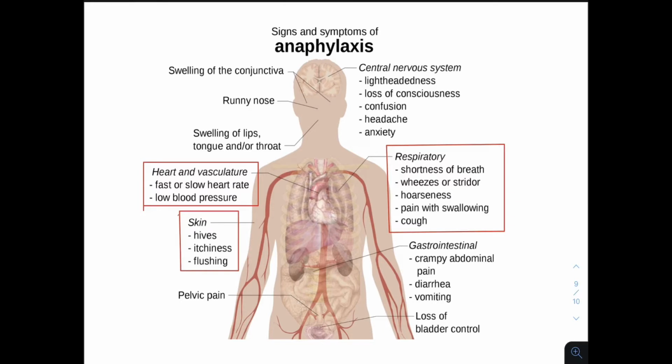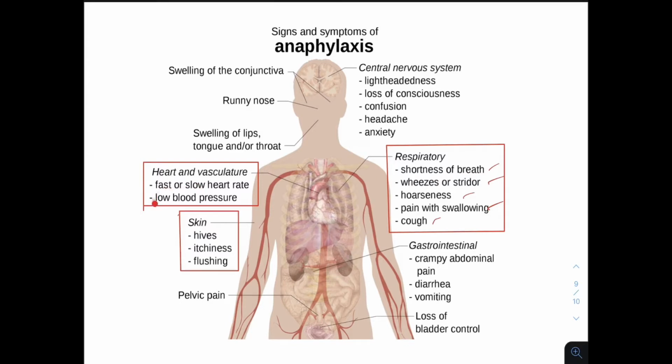So let's look at the respiratory. Remember, histamine causes bronchoconstriction, so we get features such as shortness of breath, wheeze and stridor, as well as hoarseness. Histamine also increases permeability, so we get swelling. Swelling can result in pain on swallowing, as well as cough. Now, the swelling can also worsen these clinical features.